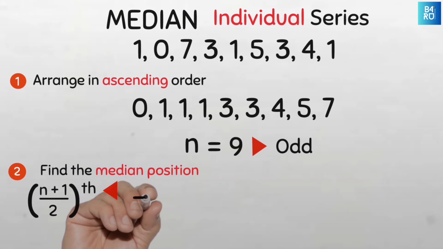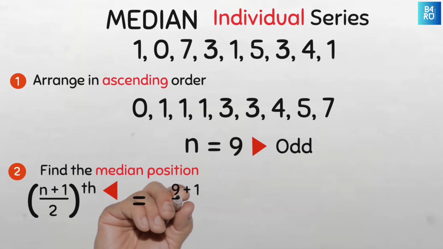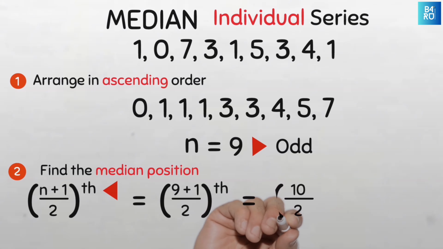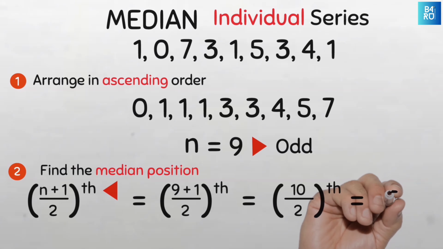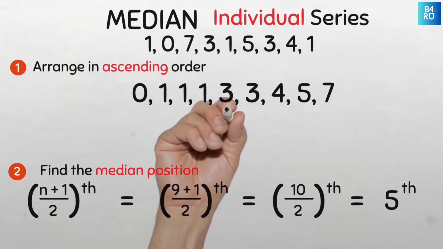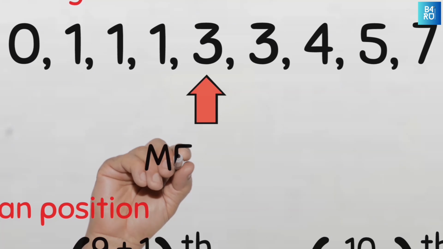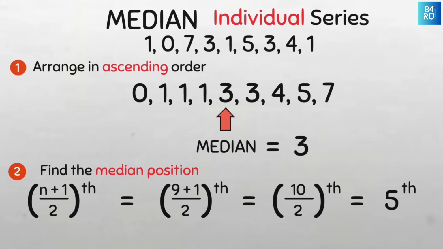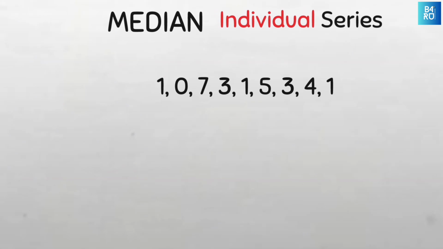So the median position will be n, which is 9, plus 1, all divided by 2. That's 10 divided by 2, which will give us 5. So our median is going to be on the 5th position. Awesome. So let's count. 1, 2, 3, 4, 5. And the value of our median is 3. Easy peasy. Now we can also do this using another method if the data set is not too large.